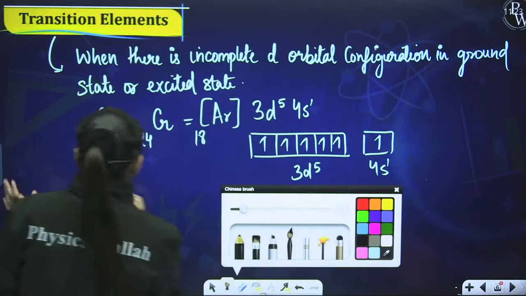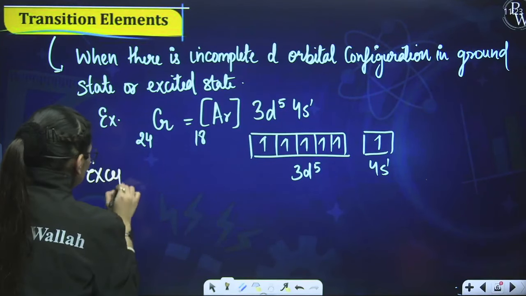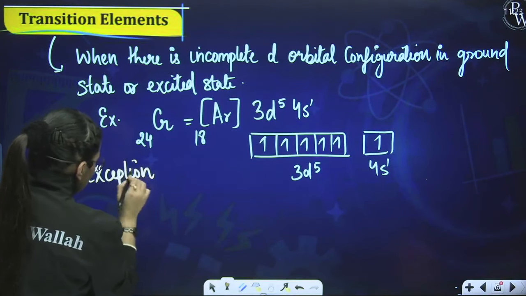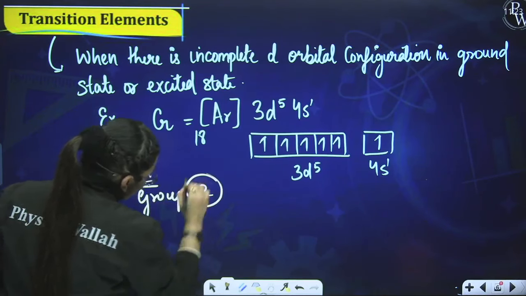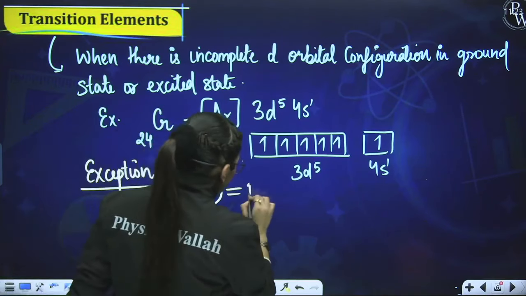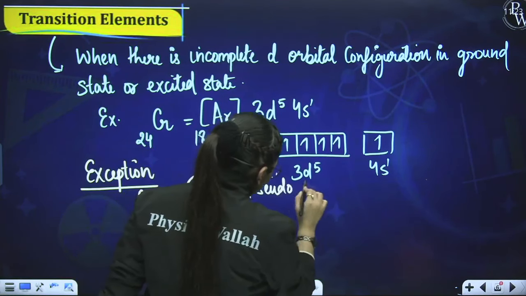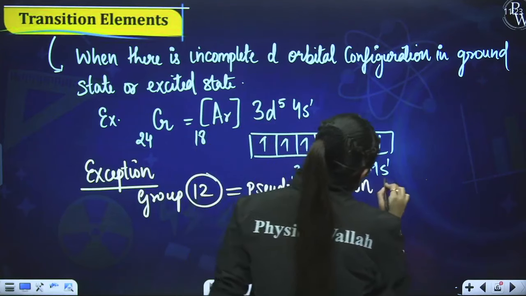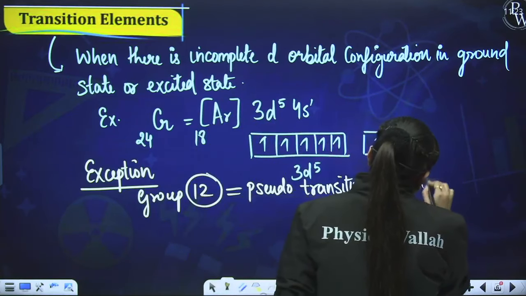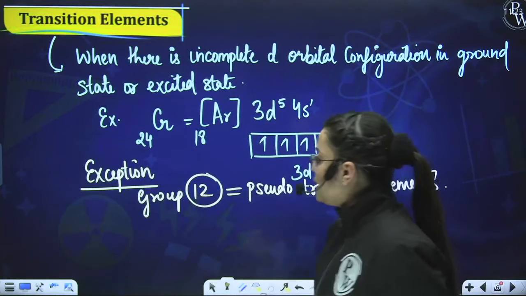What is the exception? All the d block elements are not transition elements. The exception is group number 12. Group number 12 are pseudo transition elements. Why are they referred to as pseudo transition elements?